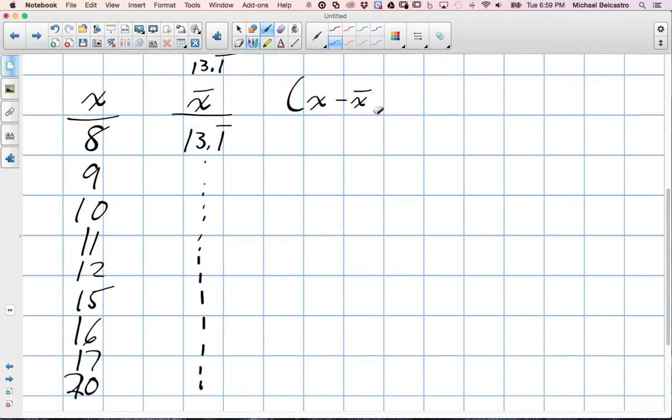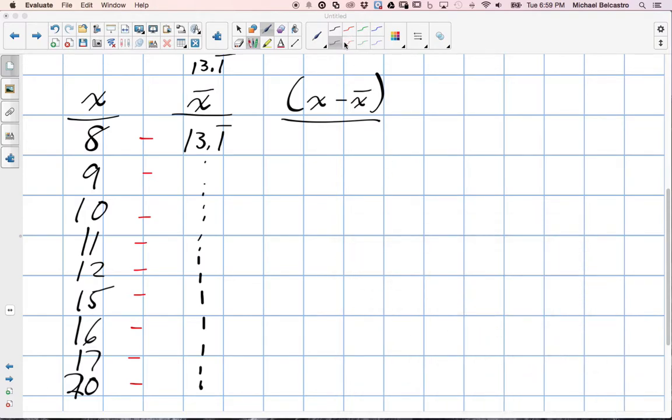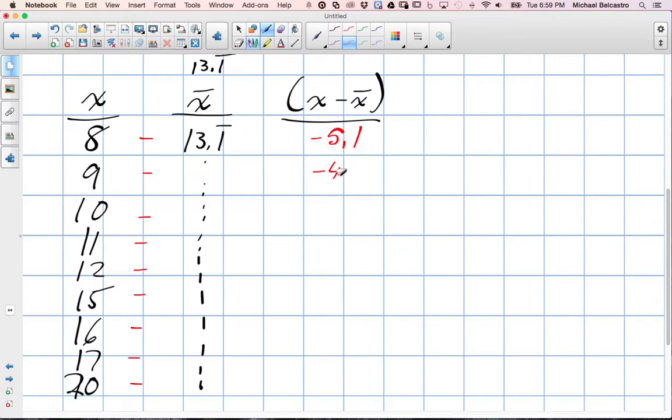So the next step on our chart is to find the difference between the two. Essentially we're going to subtract our way through this. Maybe you can help me out with the calculator. I'll start the first one, and you start the second one, so we go through this process a little quicker. When I do 8 subtract, and we'll just use 13.1 for argument's sake, I get negative 5.1. So this number is negative 5.1. Negative 4.1.